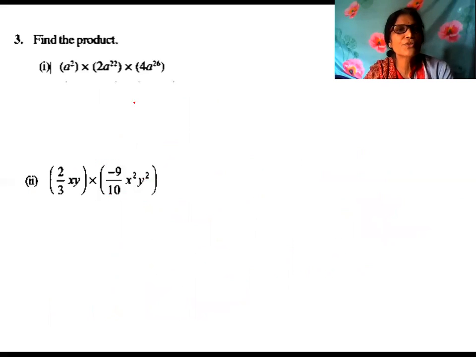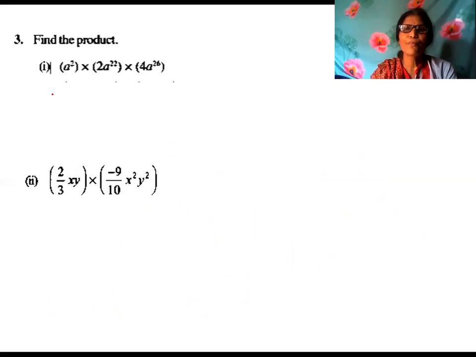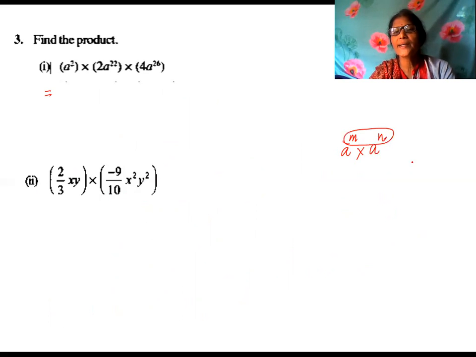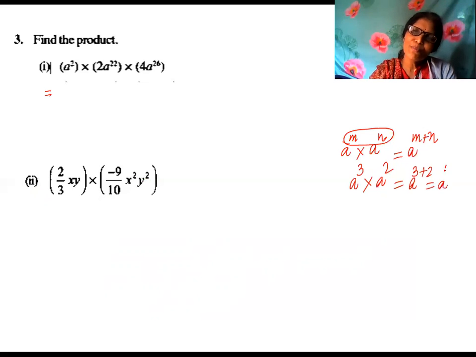Next is question number 3. Question number 3 has 3-4 parts. We'll go one by one. So here, what is the concept? The concept is that when exponentials with the same base are multiplied, the powers are added. So here it is a to the m plus n. For example, if I multiply a cubed with a squared, it will give you a to the 3 plus 2, which will be 5. So if there are many expressions, you will add many powers.